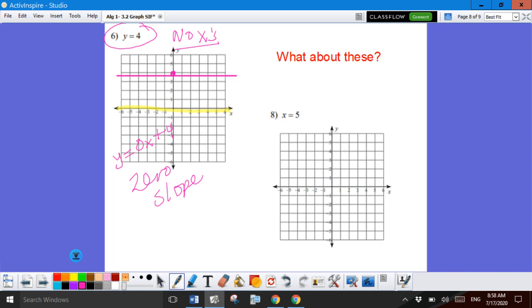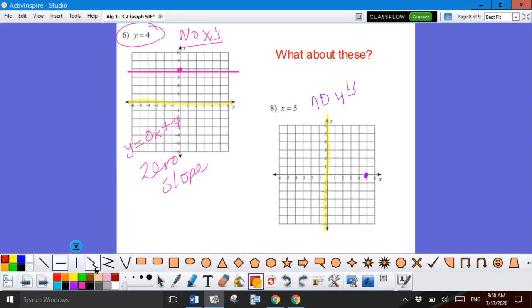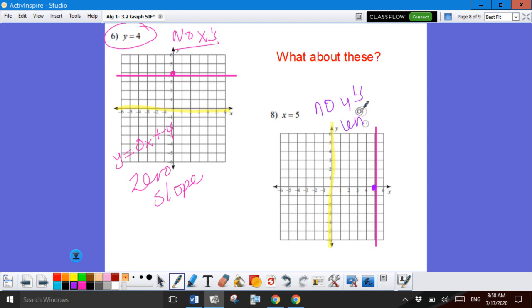Now x equals 5, that point, x equals 5, is here. Well, notice how there's no y's on this one. So that comes back to the same issue of if it doesn't have a y, you can't touch that axis. So the only option I have for drawing a line there is vertical, okay? And this one has an undefined slope. So remember, 0 slope and undefined slope. Only one variable. One of them is a y, the other one is an x.